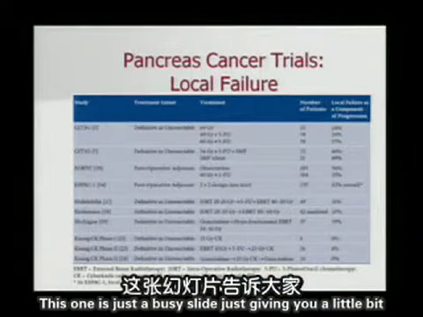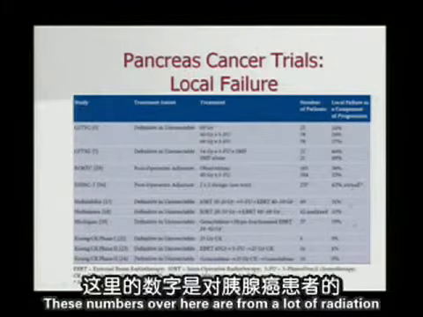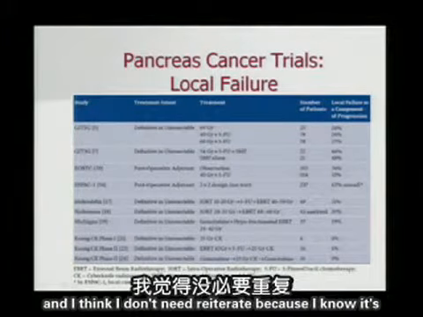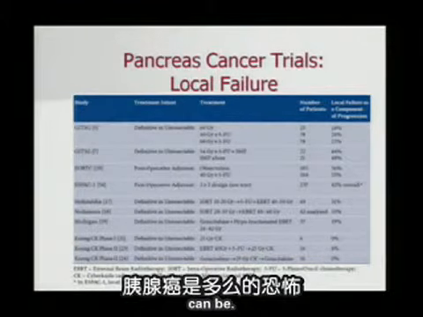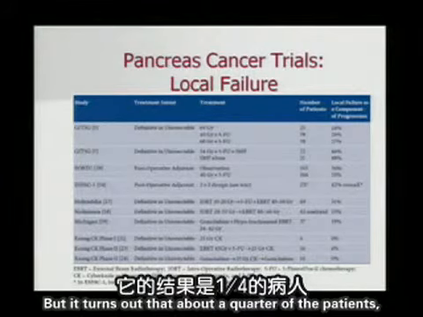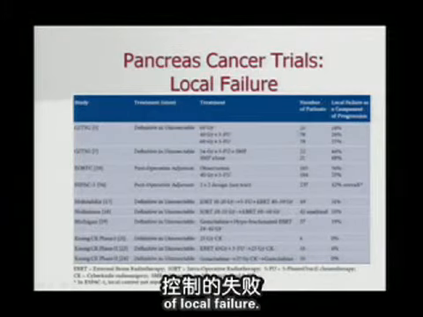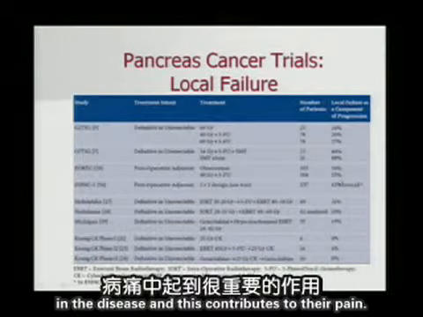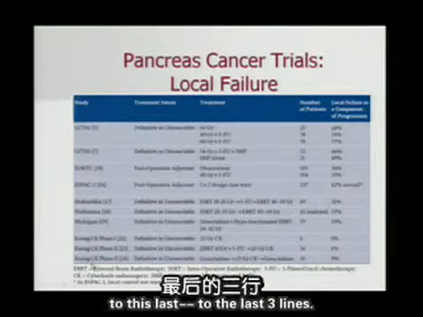This one's just a busy slide, just giving you a little bit of an idea, just looking at these numbers. These numbers over here are from a lot of radiation and chemotherapy trials for pancreatic cancer, and I don't need to reiterate, because I know it's in the popular press, how horrible pancreatic cancer can be, but it turns out that about a quarter to a half of patients will suffer some kind of local failure. So it means that the radiation is actually important in the disease, and this contributes to their pain.